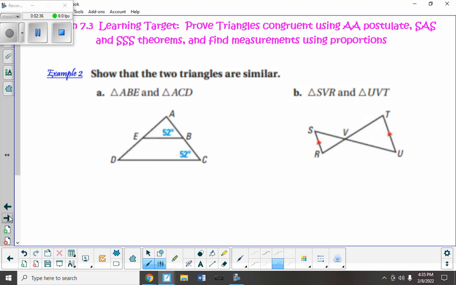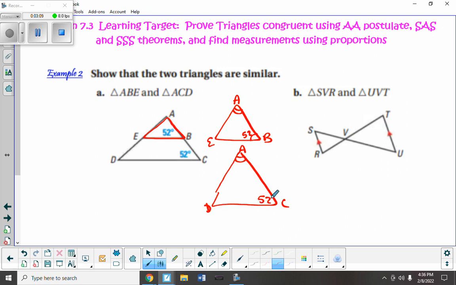Okay, let's do another one. Show that the two triangles are similar. Well, we have two overlapping triangles. So ABE is this one. And whenever we have overlapping triangles, I like to draw them separately. Okay, so we know that this angle is 52. And both triangles, the small one and the large one, share angle A. So we know that that is congruent to itself. And then this is angle C and angle D, so I just separated them.